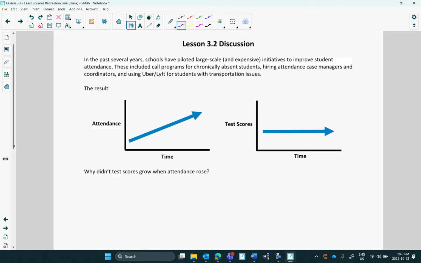Okay, so let's say that the attendance does go up. They try something like this, and over time the attendance starts to increase, and then they decide, okay, we're going to do that test score thing again, and yet they get this. The test scores stayed the same. We thought, well, if we get the kids to school, they're going to learn more, they're going to have more knowledge, and this is going to go up. Why wouldn't it?